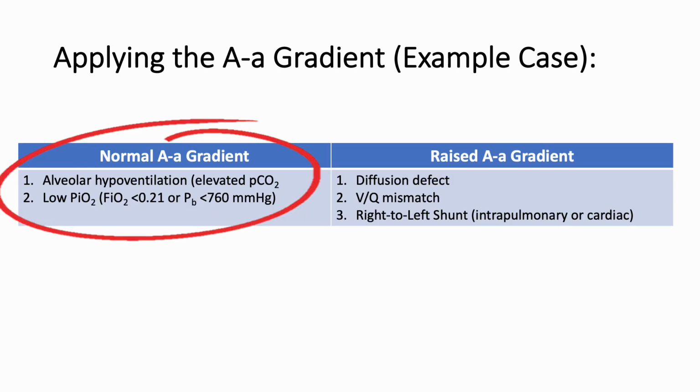we can conclude that the AA gradient for this patient is not elevated, or is normal. According to the classification of hypoxemia found in the table here, we can narrow the etiology of the patient's hypoxemia to alveolar hypoventilation or low PiO2. As Halifax is approximately at sea level and the patient was breathing room air at the time of the ABG, we can conclude that the cause for the patient's hypoxemia is likely hypoventilation.